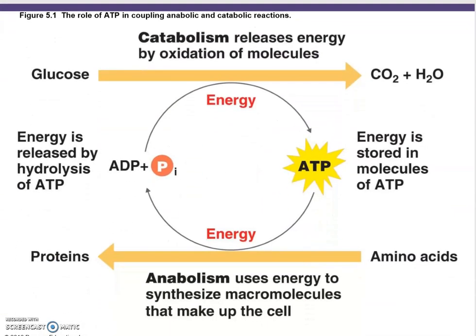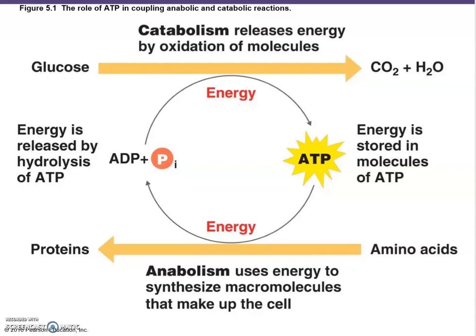So here, it's a nice summary slide that takes a look at that. If we are breaking down glucose into CO2 and water, well, that's a catabolic reaction that releases energy. That energy can be stored in the form of ATP, and then that ATP can be used to, let's say, make proteins from amino acids, which requires a lot of energy and therefore is called an anabolic reaction.